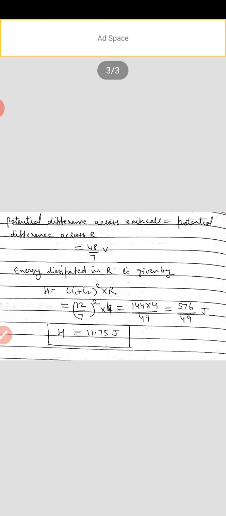Energy dissipated in R is given by H is equal to (I1 plus I2) whole square into R. On putting the values, we get H is equal to 11.75 joule, which is the required result.